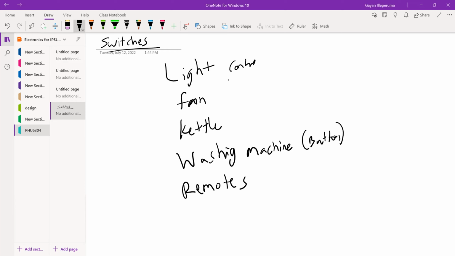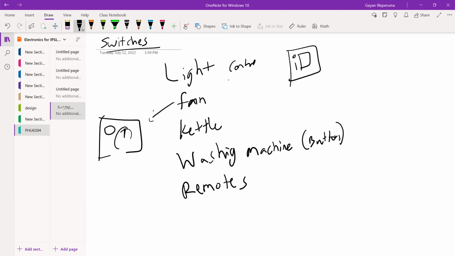Right. Now, if we look at these switches, you can see there are different types. If you look at a light bulb control switch, most of the time you only have on and off, like 0 and 1. If you look at a fan, you might have an on-off switch, or you might have a regulator. The kettle is a special case. How do you use a kettle? You first pour the water into the kettle, and then this is the kettle. The switch is usually here.